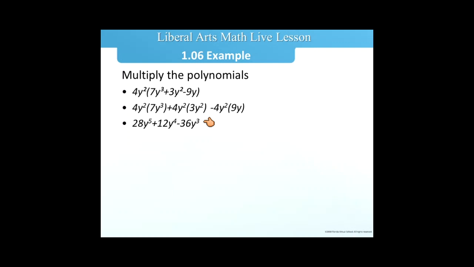Now, anytime you're multiplying with polynomials, after you have multiplied everything, you want to make sure you are done, that you have no like terms that need to be combined. Remember, like terms have the same variable with the same power. Here we have y to the 5th, y to the 4th, and y to the 3rd. None of our variables have the same power. So we are done here. We have no like terms to combine.